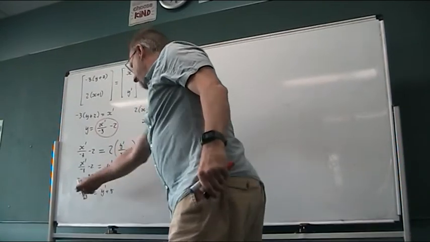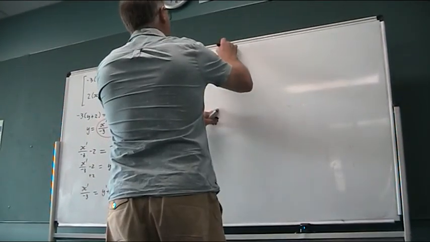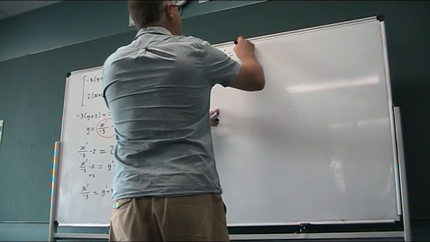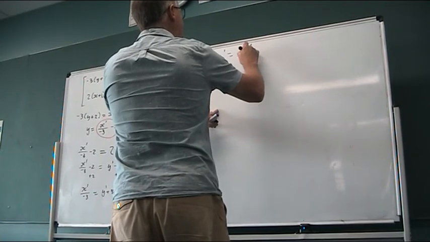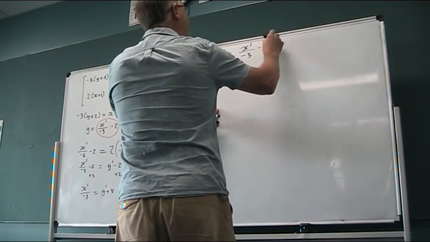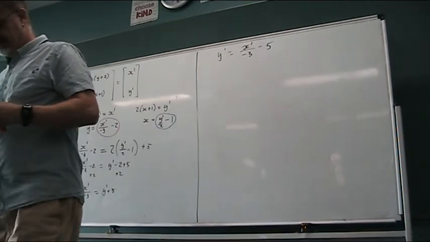Alright, and then if I move that 5 over there, I'll get my image is x dashed on negative 3 minus 5. So there's our image.